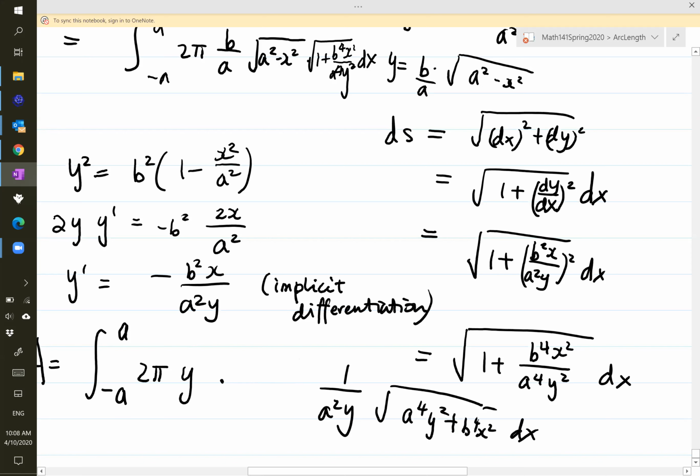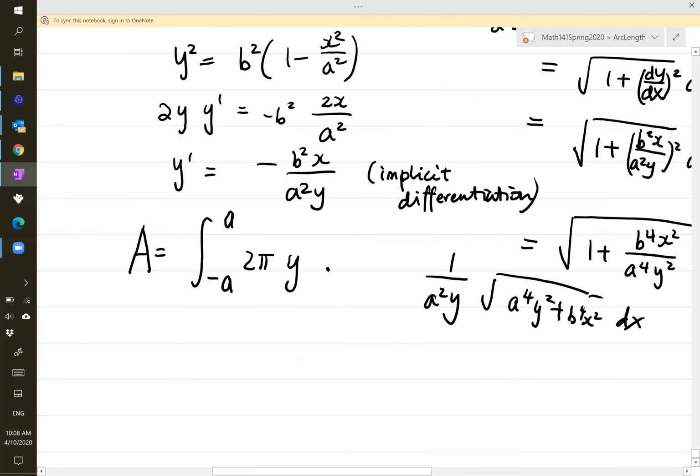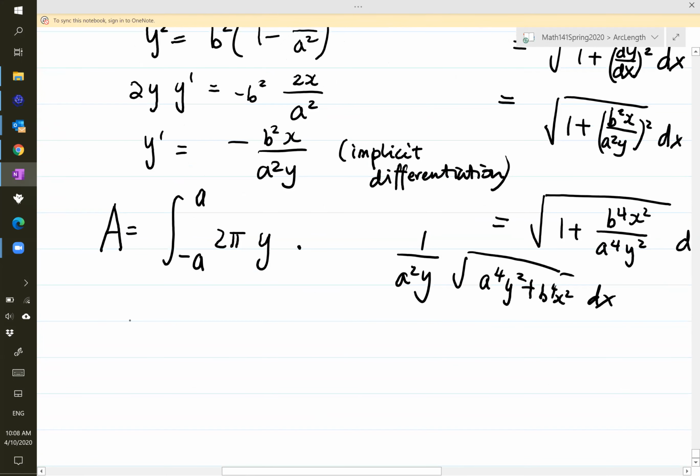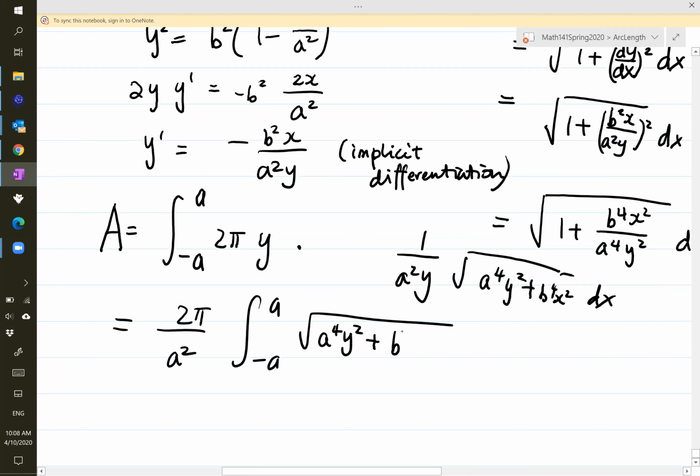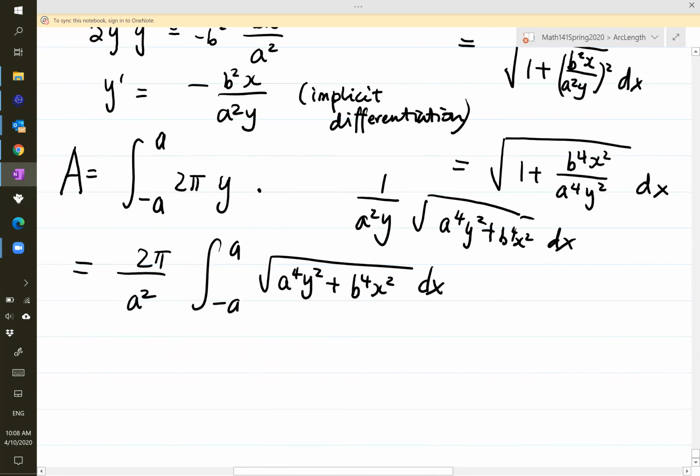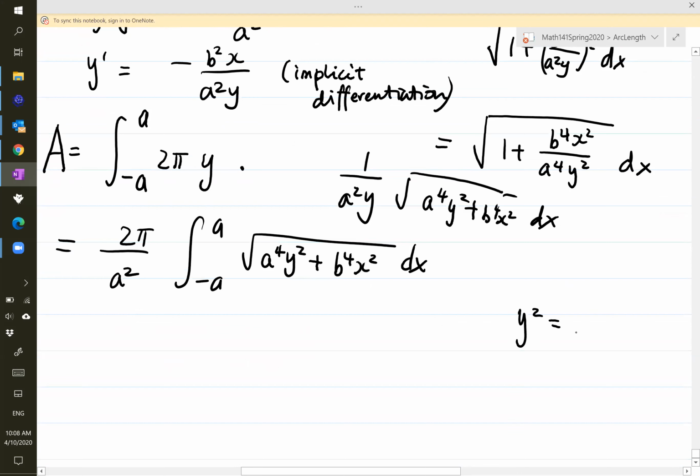Okay, so finally you can cancel y. So this is 2 pi over a squared, integral from negative a to a of the square root of a power 4 y squared plus b power 4 x squared dx. And then you substitute y in terms of x. Remember, y squared is b squared times a squared minus x squared over a squared.